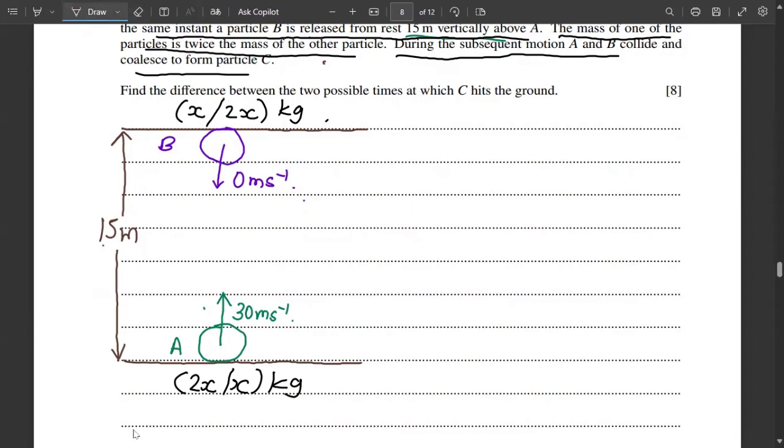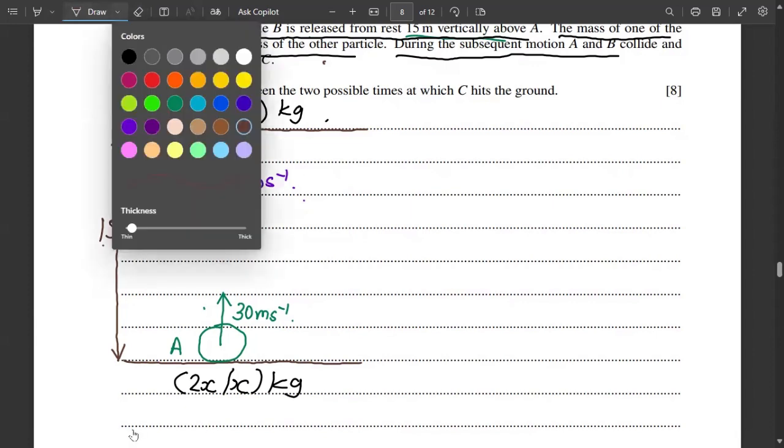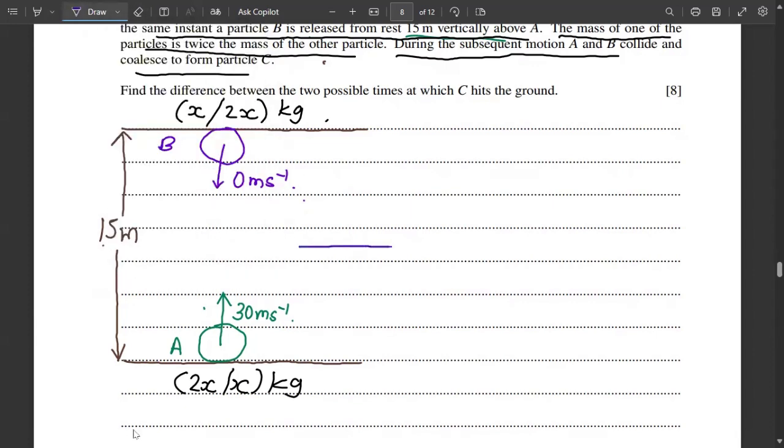Okay, so this is kinematics and momentum combined. They coalesce to form a particle C. Find the difference between the two possible times. So we have to use both of these. Now, first let's understand this much. This ball is dropped.